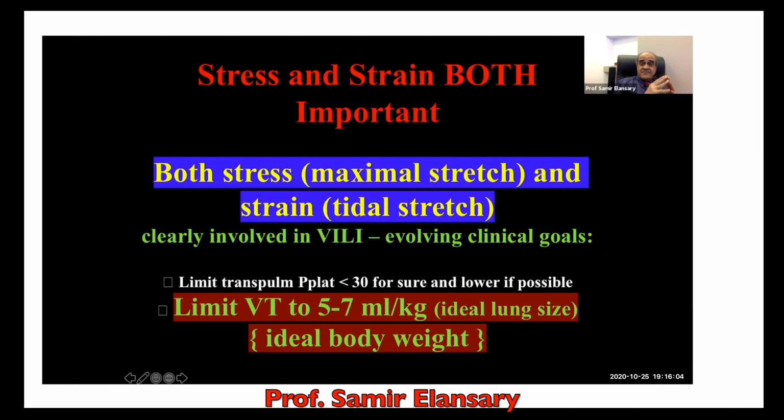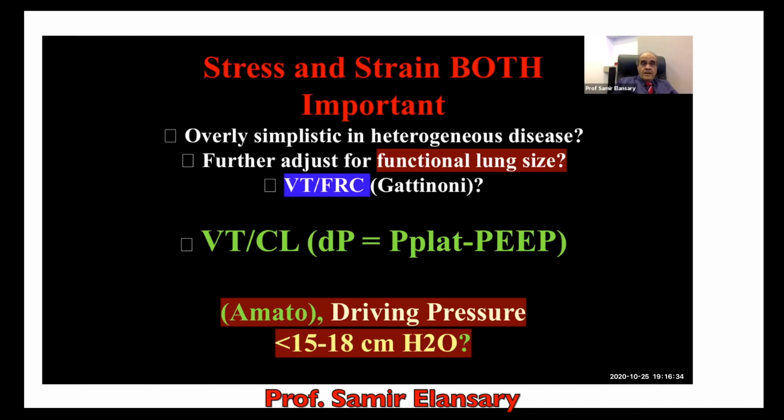Stress and strain, very important. Both are important to avoid lung injury. Both stress, maximal stretch, and strain, tidal stretch, are clearly involved in volume-induced lung injury, evolving in clinical goals. Limit transpulmonary plateau pressure to less than 30, or your tidal volume not exceeding 5 to 7 ml per kg from ideal body weight, ideal lung size, ideal body weight, not the actual weight.